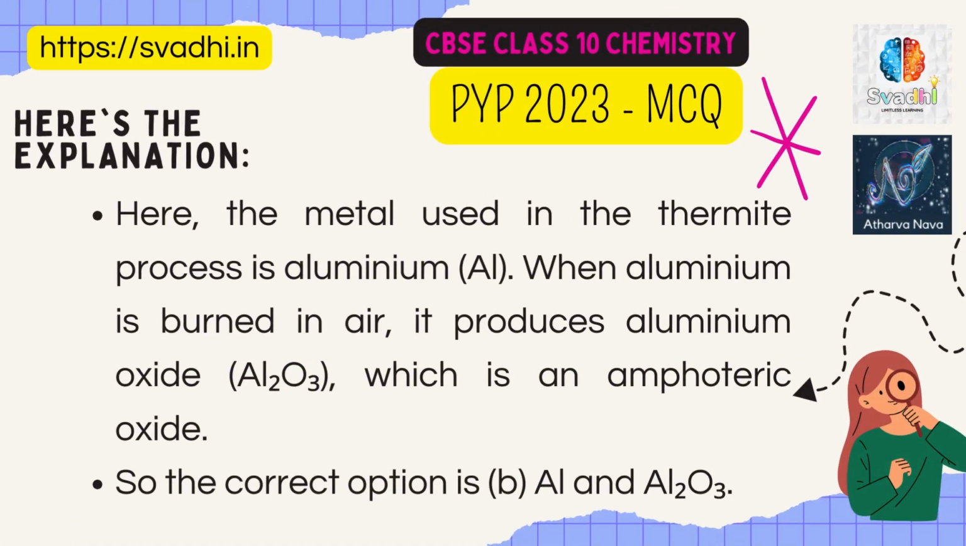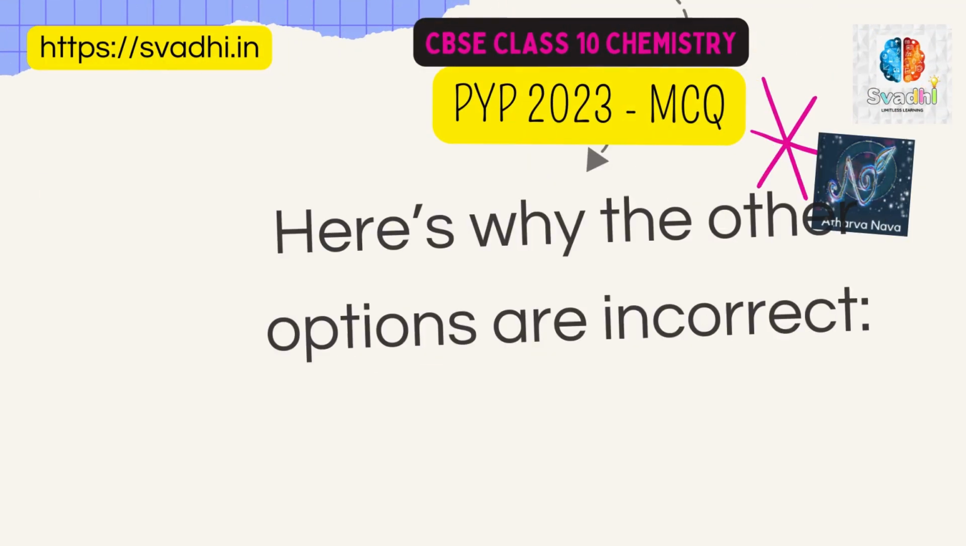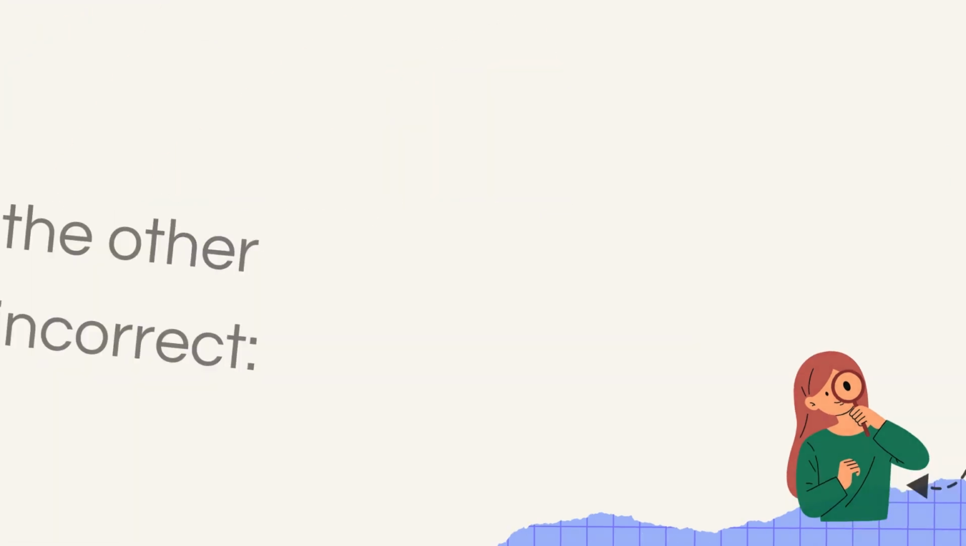Explanation. Here, the metal used in the thermite process is aluminium, Al. When aluminium is burned in air, it produces aluminium oxide, Al2O3, which is an amphoteric oxide. So the correct option is B. Al and Al2O3. Here's why the other options are incorrect.